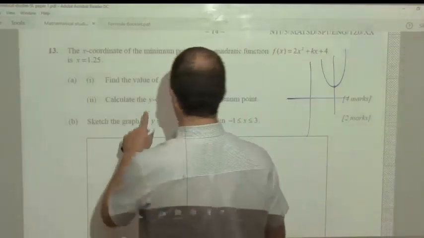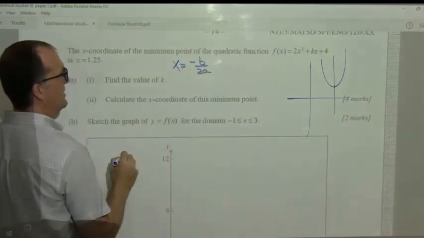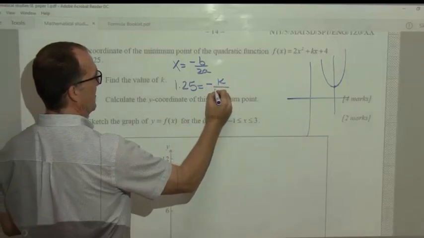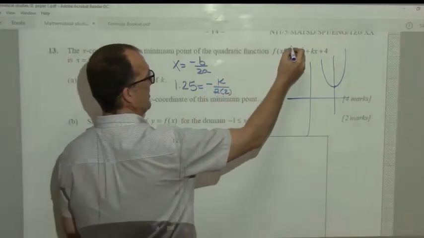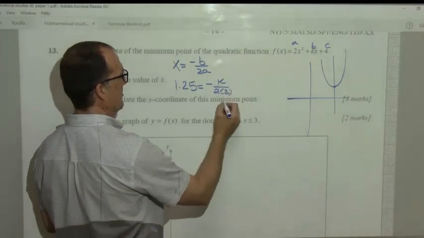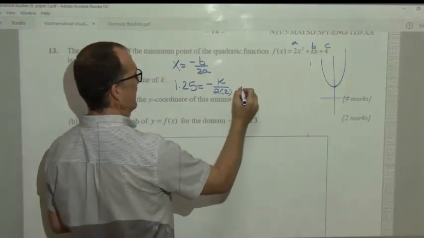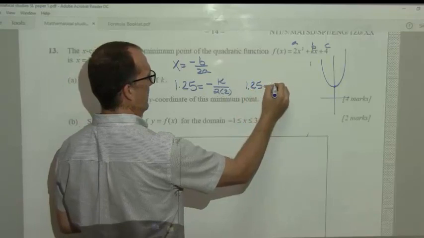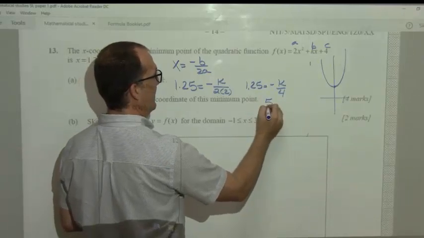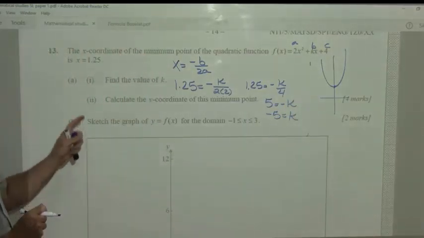So essentially, to find the value of k, the axis of symmetry formula is negative b over 2a. And so I know that 1.25 equals negative k over 2 times 2, because we're talking a, b, c there. Now I just need to solve that out. This will be 4, so I'm going to multiply by 4, and that turns out to be 5 equals negative k, so negative 5 equals k. And so there's part 1.